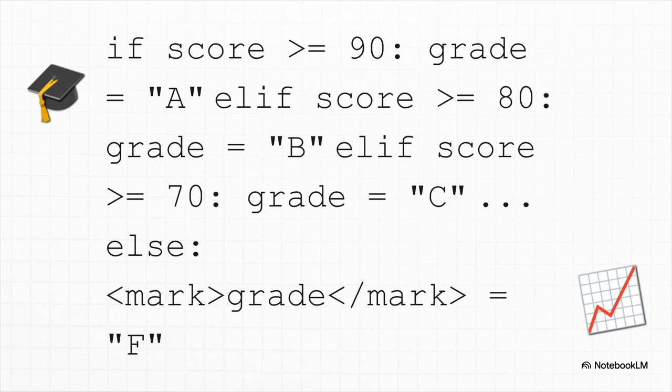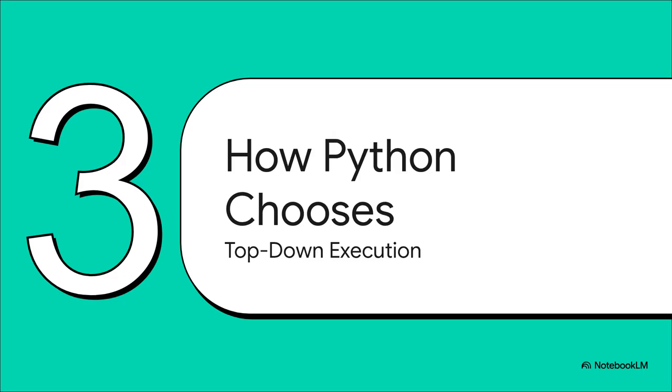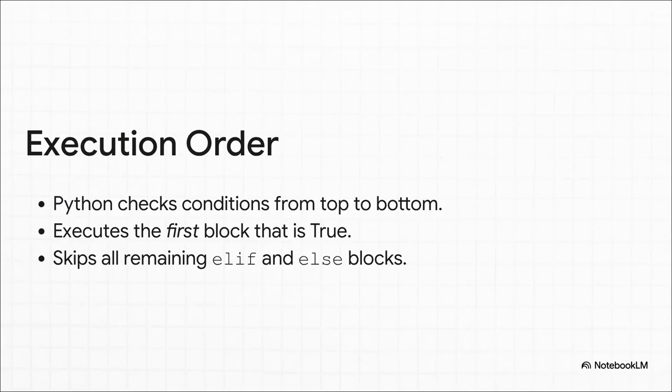And finally, that else at the bottom acts as our safety net, catching any score that didn't clear any of the other hurdles. Okay, so we've got this chain of questions now. But how does Python actually decide which path to take? This is a huge deal because the order is everything, and understanding these rules is the key to avoiding some really common bugs. So here's the most important thing to remember.